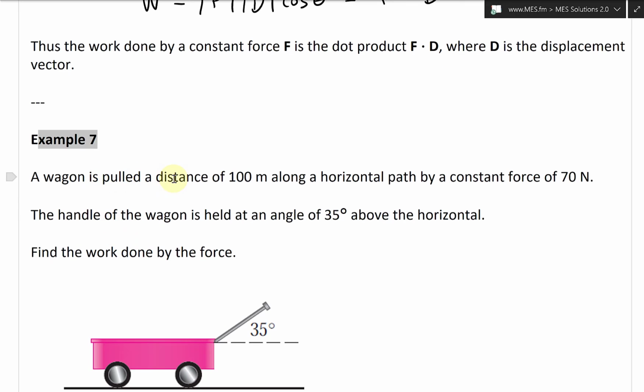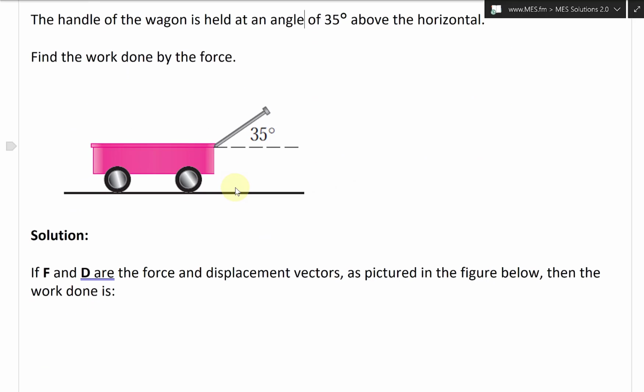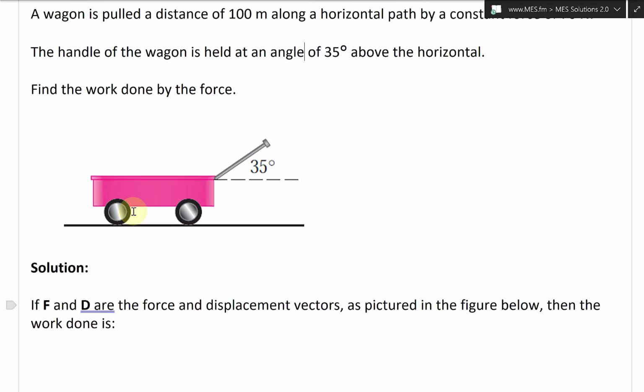A wagon is pulled a distance of 100 meters along a horizontal path by a constant force of 70 newtons. So we're assuming it's being pulled like that, 70 newtons. The handle of the wagon is held at an angle of 35 degrees above the horizontal, and it asks to find the work done by the force. Let's take a look at the solution.